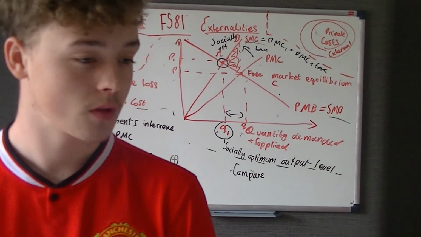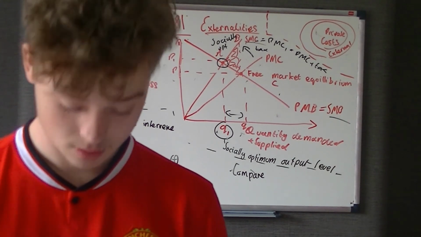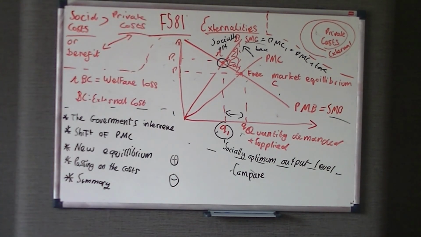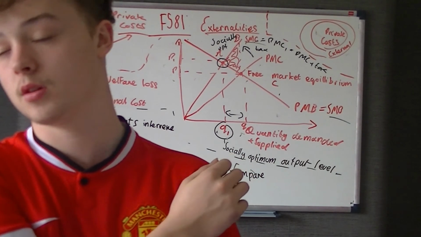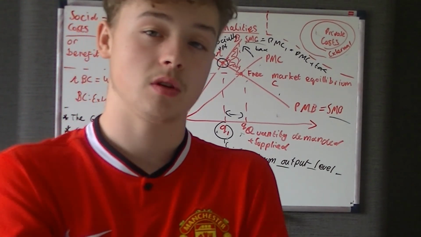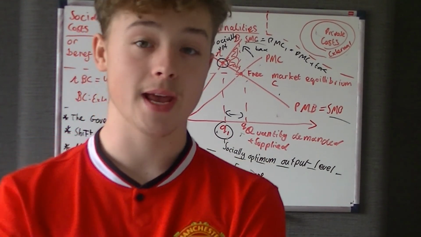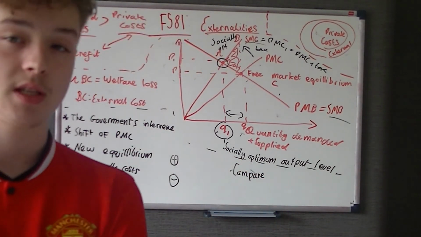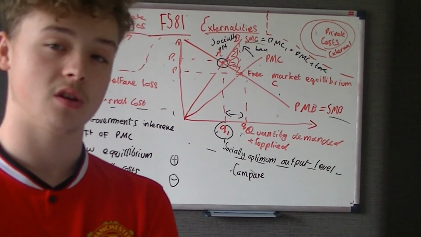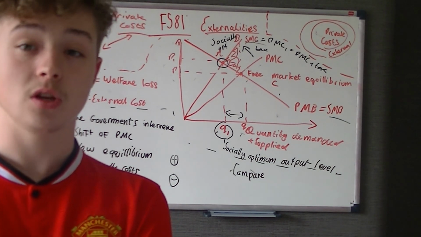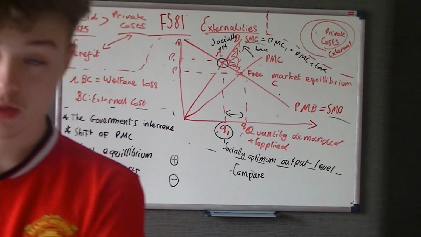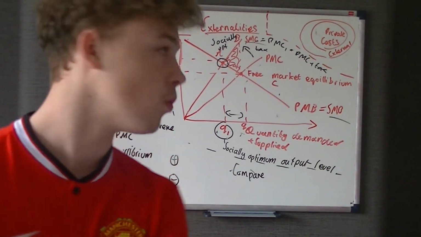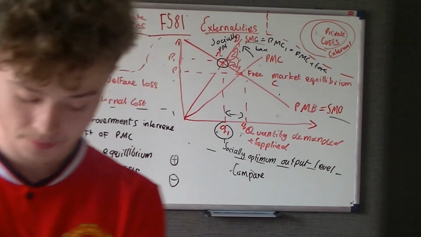And then your next paragraph is the new equilibrium and where it occurs. Your new equilibrium occurs at point A on the diagram, if you can see it behind me. This is where the new private marginal cost curve, PMC1, intersects the original private marginal benefit curve, PMB. This corresponds to the price level P1 and a quantity demanded Q1.